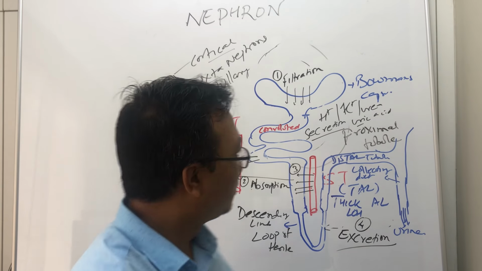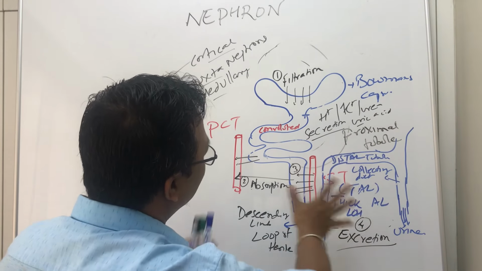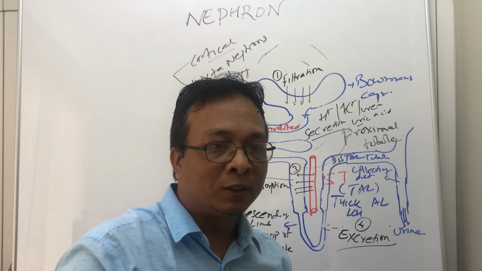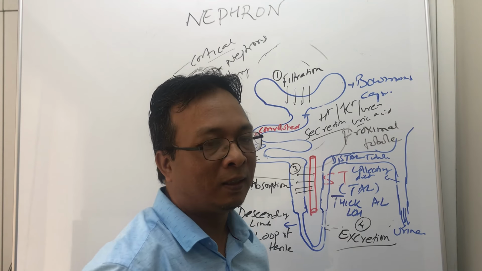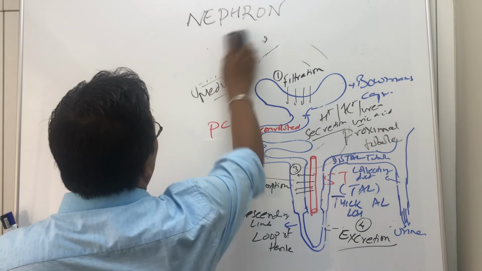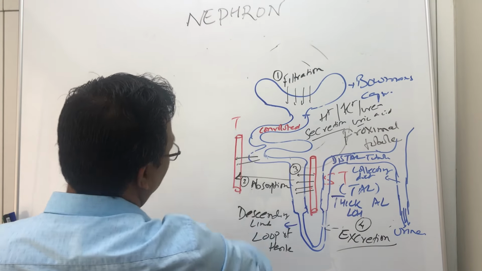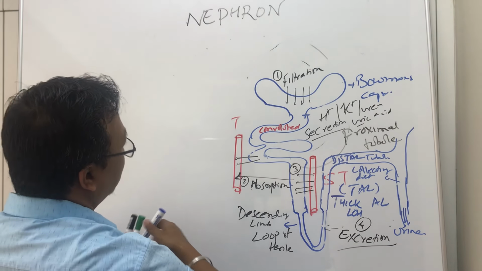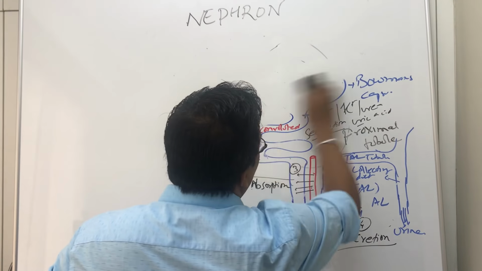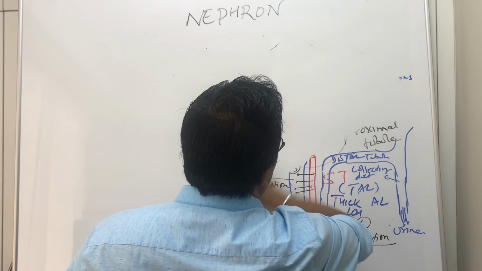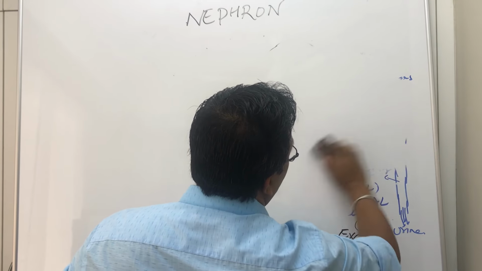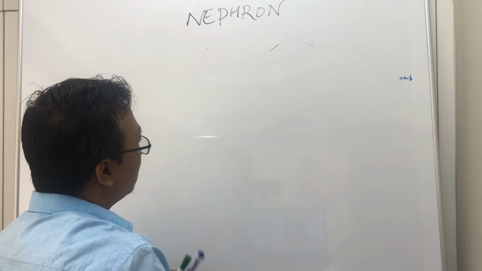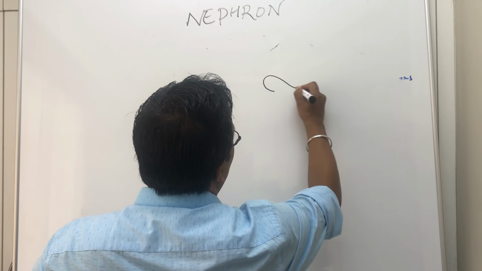Now we go to the next level. This is a very simple diagram of a nephron, but what is in the books is not exactly the same as in the human body. So let's make the nephron a little bit more complicated. Okay, I'm wiping it up. So I'm drawing the nephron again.